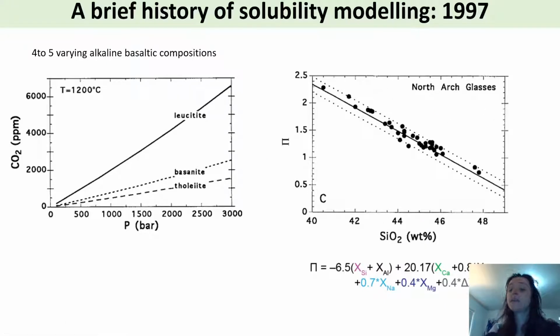But then Jackie was examining a suite of lavas from the North Arch volcanic field, and it just so happens that in this specific field there is a very strong correlation between pi and silica content, which means instead of having to calculate this every single time, you can use silica content as a proxy for pi and therefore a proxy for how much CO2 dissolves.